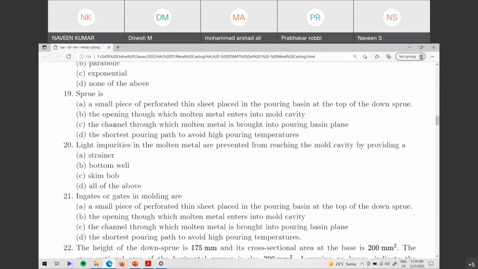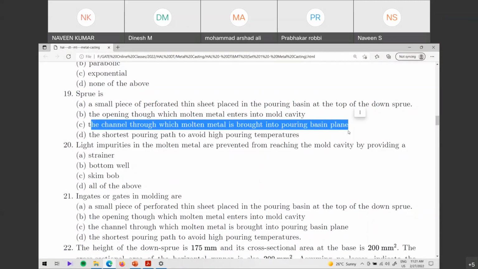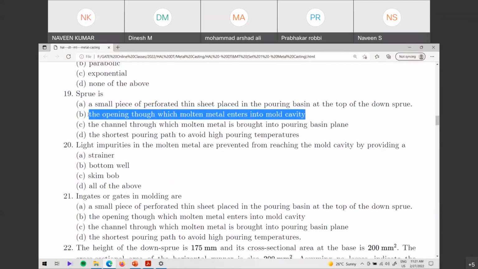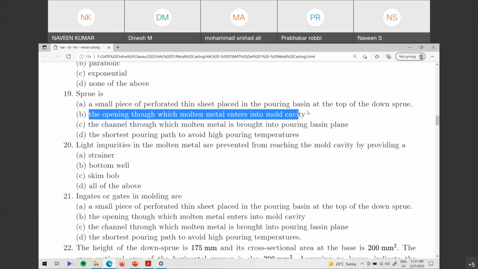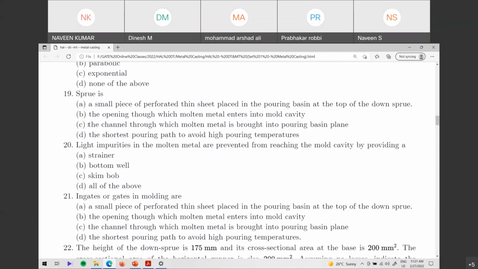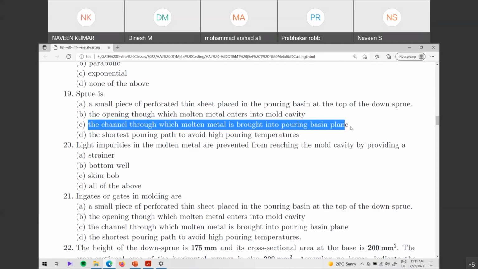So option C, what is option C? The channel through which molten metal is brought into the pouring basin. So from the pouring basin, there is a channel connected through which your molten metal is entering. So option C is not having any ambiguity. It is perfectly right. Option B also is right when it is top gating. If the question specifically mentions top gating, then B is the answer. But for a bottom gating, B is not true. See, the answer can be so many things, but depending on the question, the answer will change. So according to me, the answer is C.